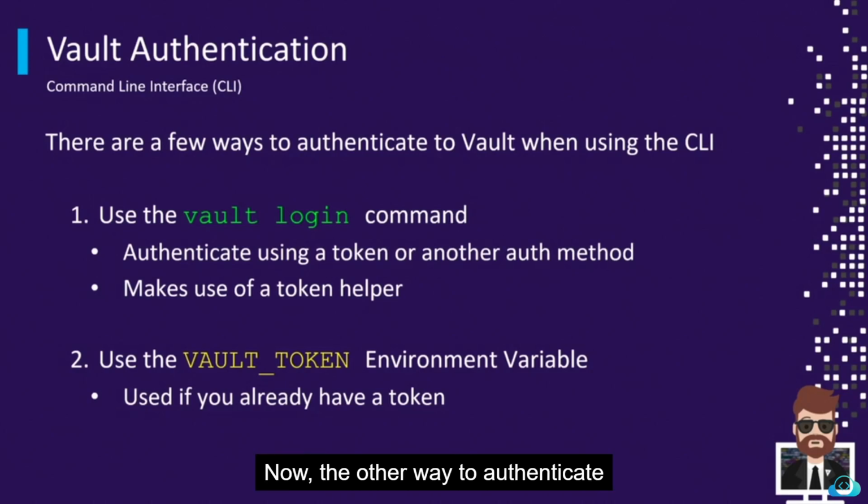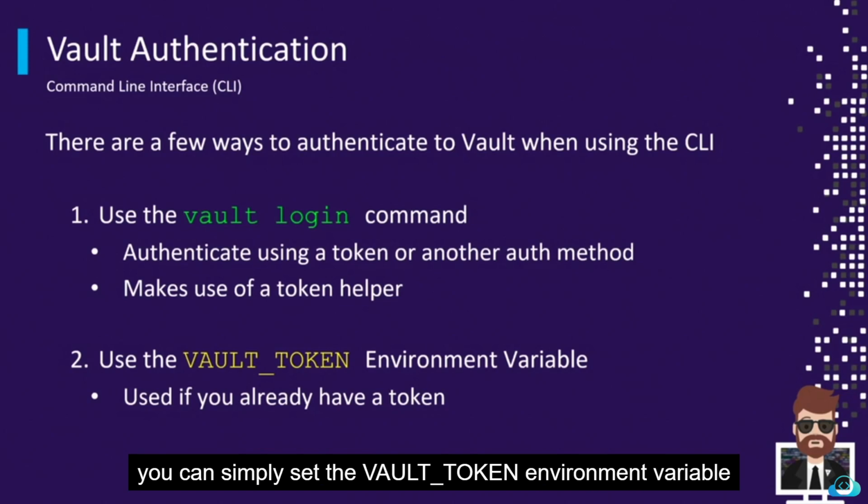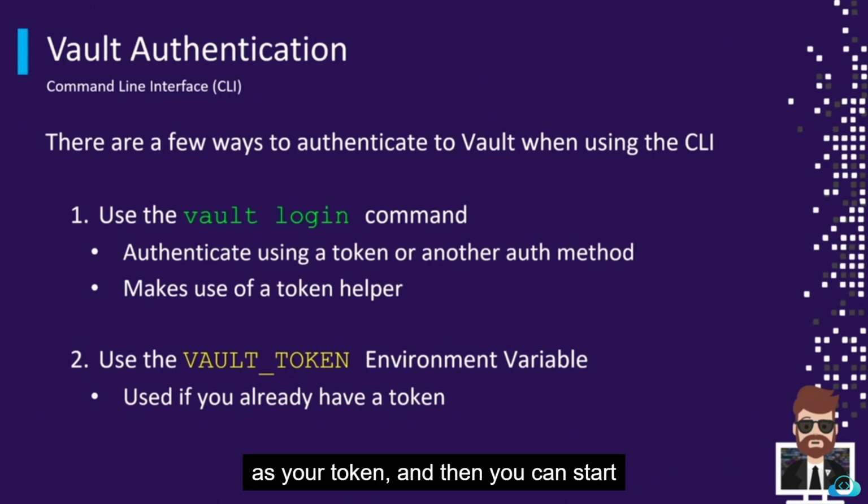Now, the other way to authenticate to Vault is if you already have a token, you can simply set the Vault token environment variable as your token, and then you can start just running commands against Vault. So that's another way you can easily authenticate to Vault just by providing that token and then start running commands.